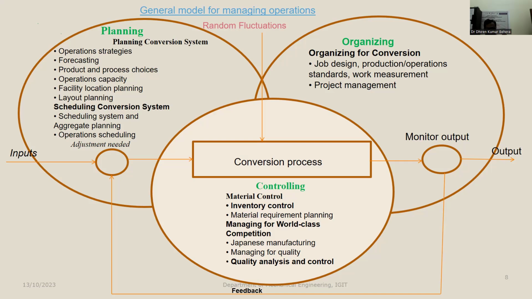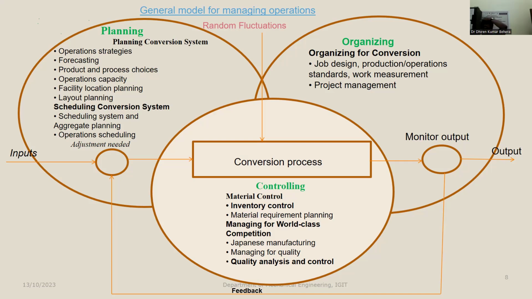Material requirement planning, managing for world-class competition, that is JIT, just in time, push system or pull system, or you can say Japanese manufacturing, managing for quality. Because every day we always talk of quality. Quality is nothing but the degree of conformance to specification. Or in other words, any product which is fit for use is a quality product, obviously.